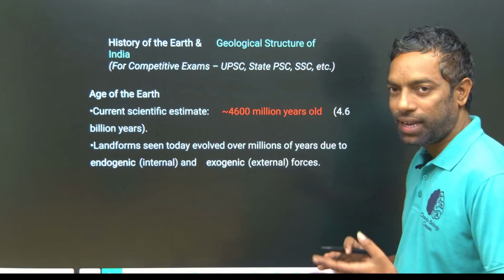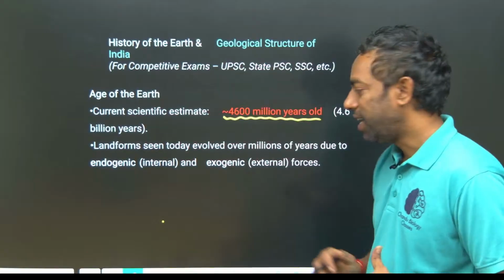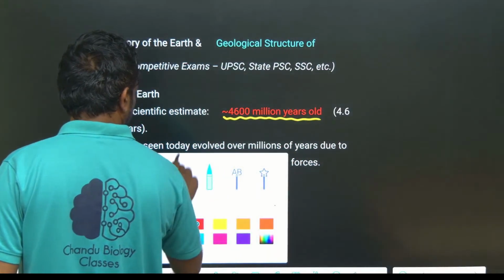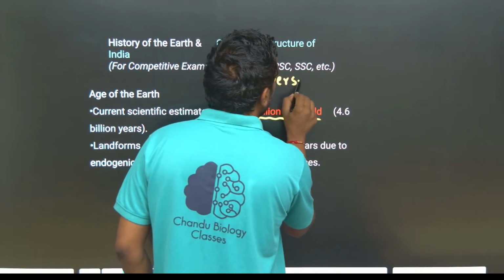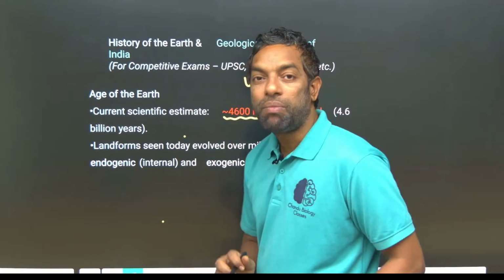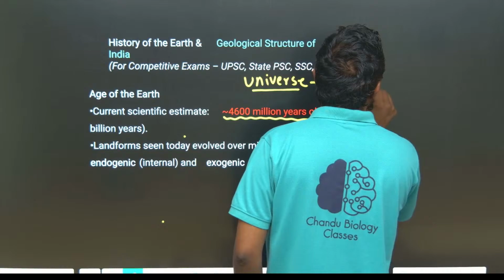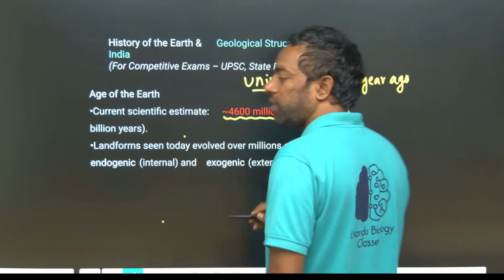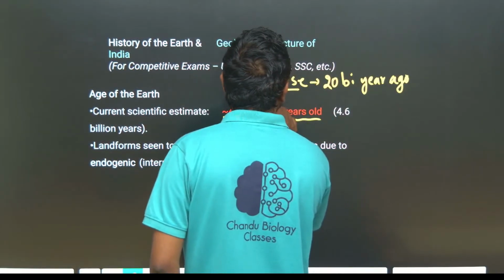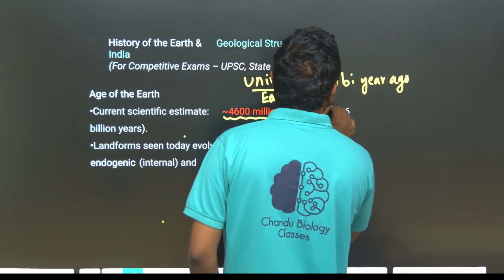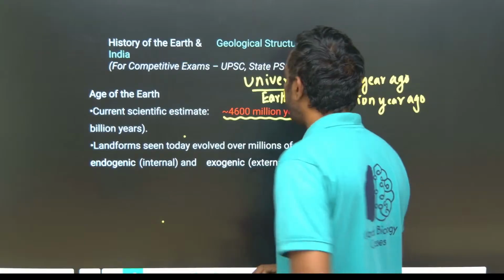The estimate is that the earth is about 4,600 million years old. As we discussed, the universe originated about 20 billion years ago. The universe formed 20 billion years ago. The earth formed about 4 billion years ago.